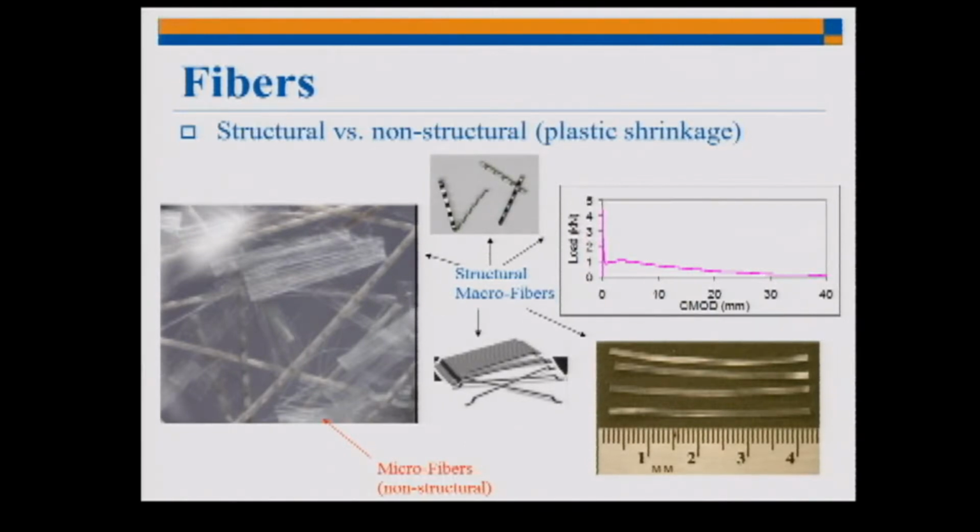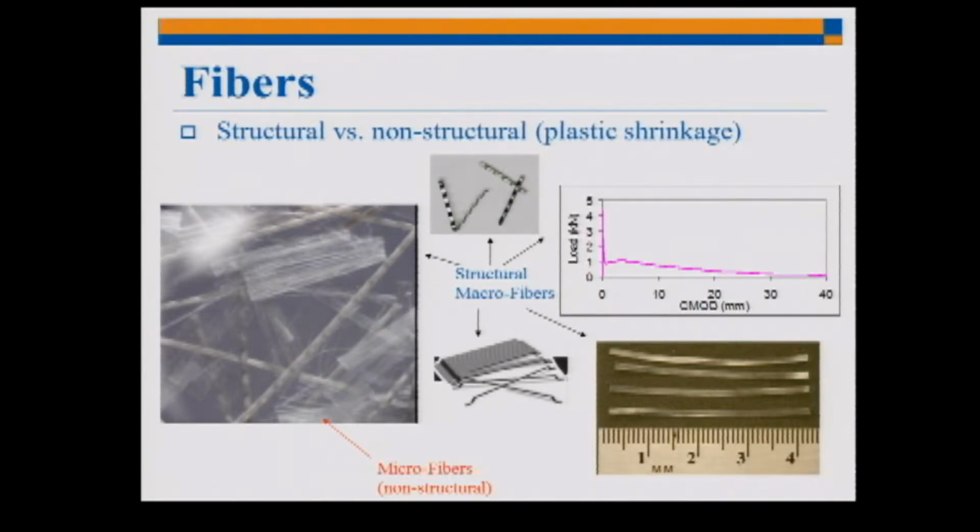Okay, now what about fibers? The fibers we've found to be very effective. The fibers we're talking about are what we call structural fibers or macro fibers. They're about 40 millimeters, 50 millimeters long. They can either be steel or polyethylene, polypropylene type materials. And they provide a toughening of the concrete matrix, okay?